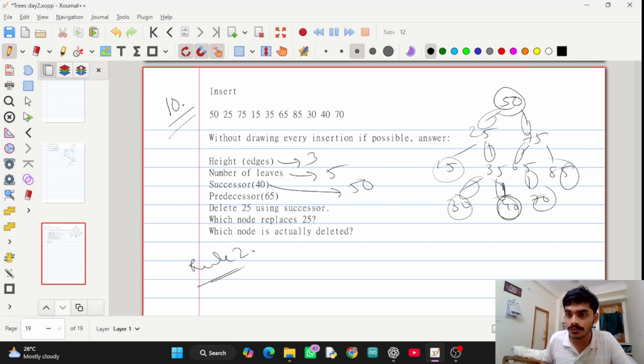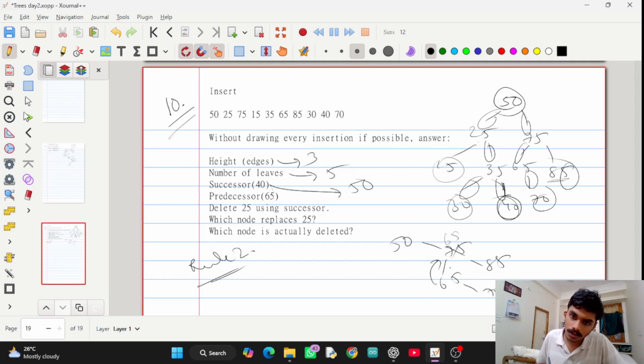Then predecessor of 65. So here we found a tricky one. The greatest value in this is 85, so the answer cannot be 50. I mean, it can be or cannot be. Let's consider. 65 is there. Let me redraw this part cleanly. 85, 65, and 70. Then the predecessor of this comes here and it becomes the right. Yeah, of course. Predecessor of this is also 50.